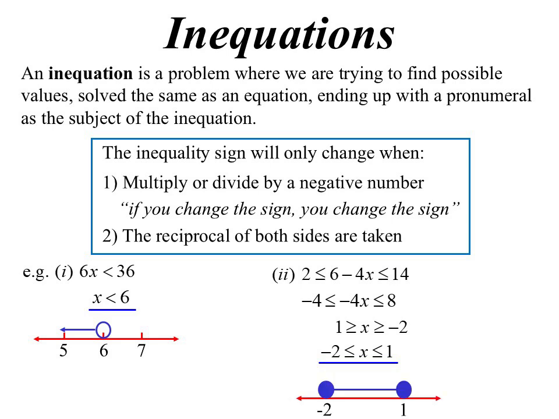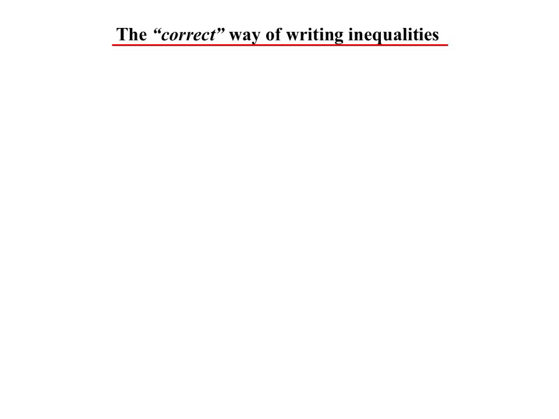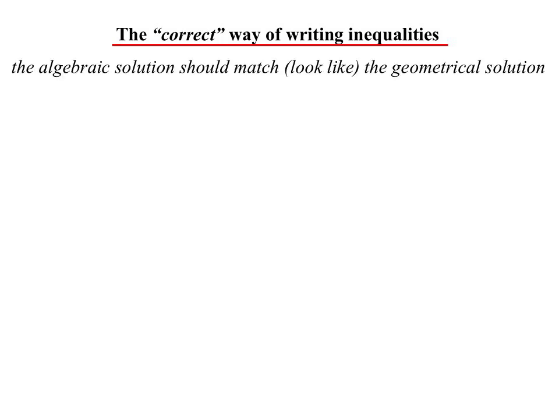And if I was to put that on our number line, now those boundaries are included, so a solid circle, and I'm in between. Which now brings me to the correct, in inverted commas, translation, Mr. Simmons is very fussy, way of writing inequalities. Your algebraic solution should match, in other words, look like, the geometrical solution. It's a much nicer way of writing the answer.